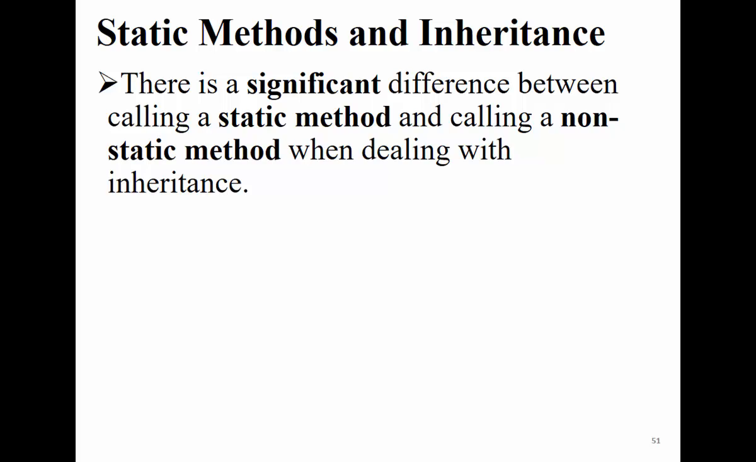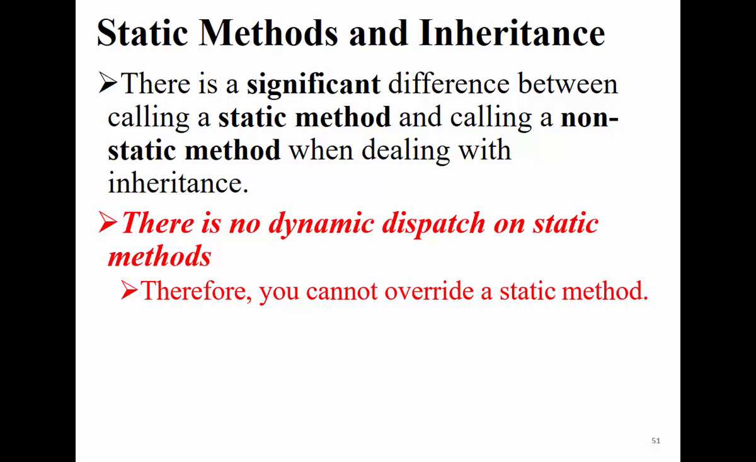There is no significant difference between the static method and non-static method in terms of the access modifiers. So if you define public methods or private methods or protected methods, they are the same. Public and protected will be inherited. Private will not be inherited.